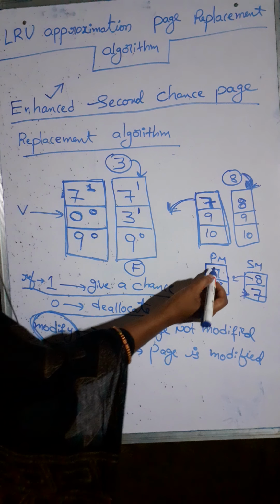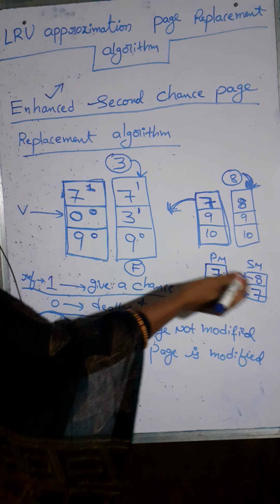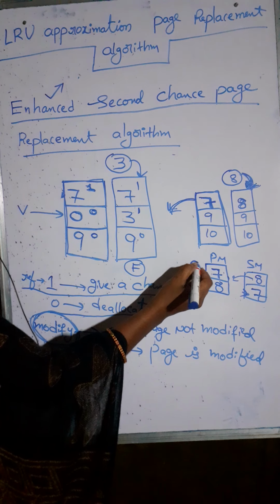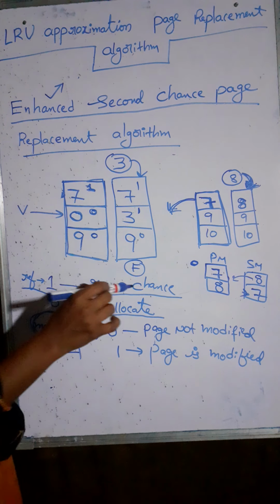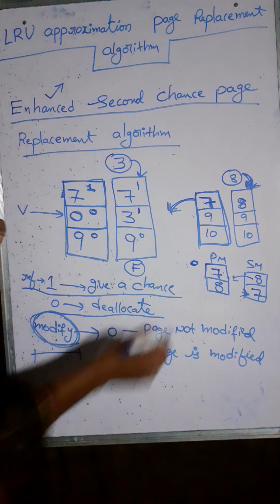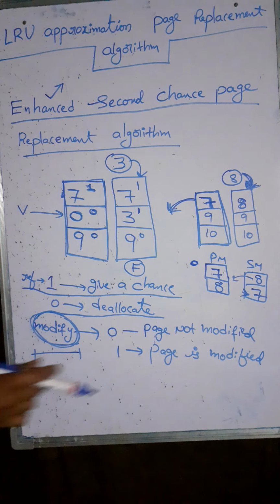So when the copy of page number 7 is the same in the primary memory and secondary memory, then we should set the modify bit to 0. Modify bit 0 means the data is not modified in the primary memory. So what we should do is, while deallocating the memory space, we should not copy the data into the secondary memory. In this way we can reduce the time.